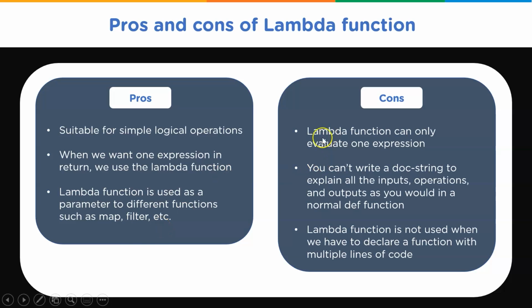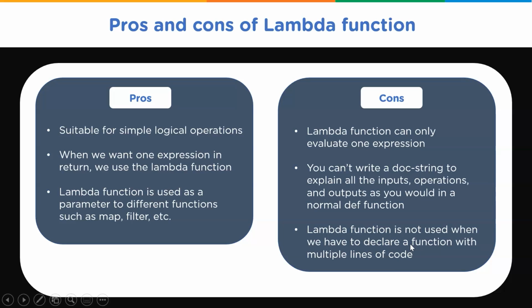Now coming to the cons of using a lambda function. So lambda functions can only evaluate one expression, as I told you earlier. You cannot write a docstring to explain all the inputs, operations and outputs as you would do in a normal user-defined function that uses the def keyword. And finally, lambda functions are generally not preferred when you have to declare a function with multiple lines of code.